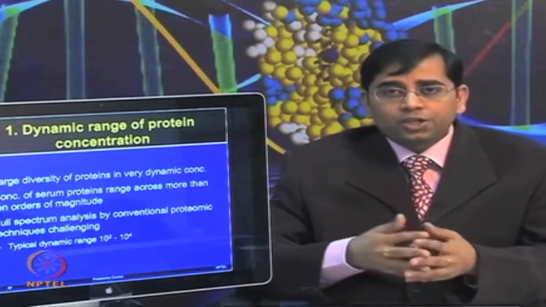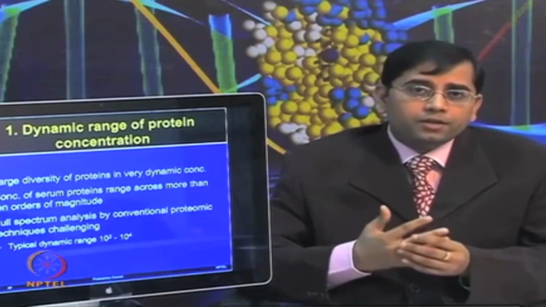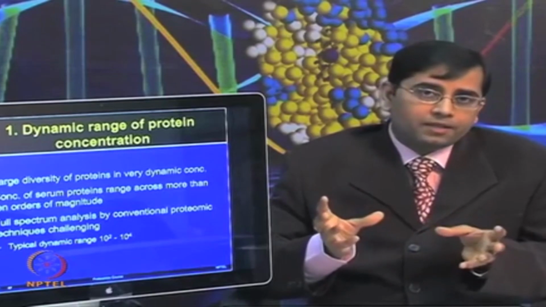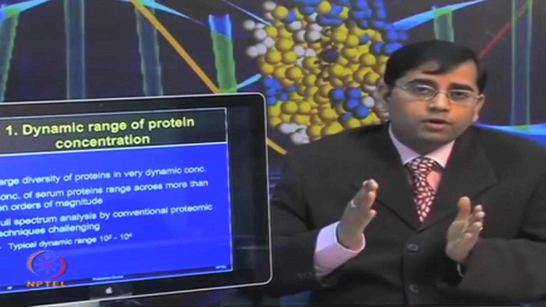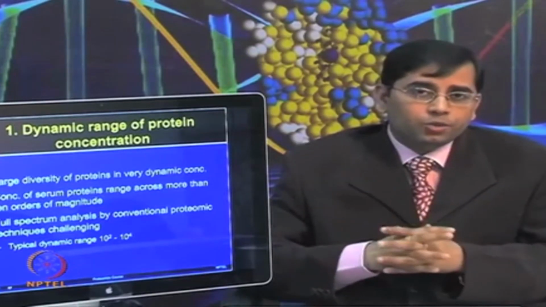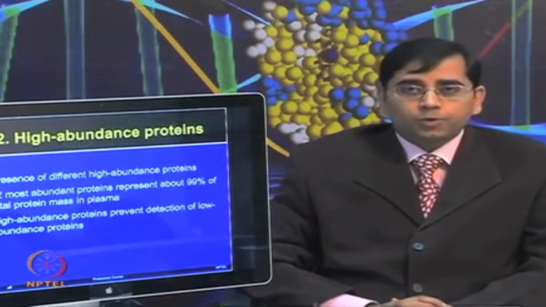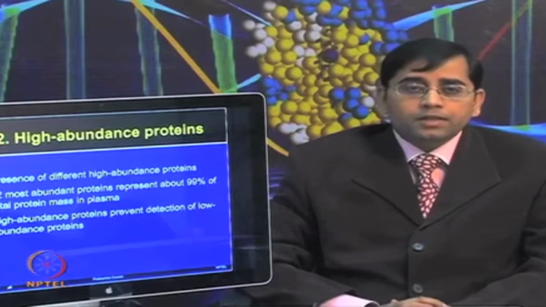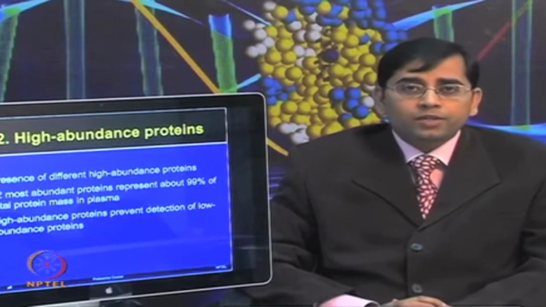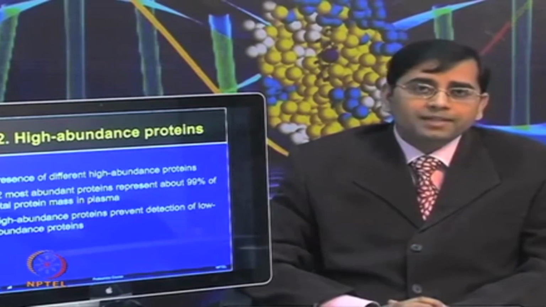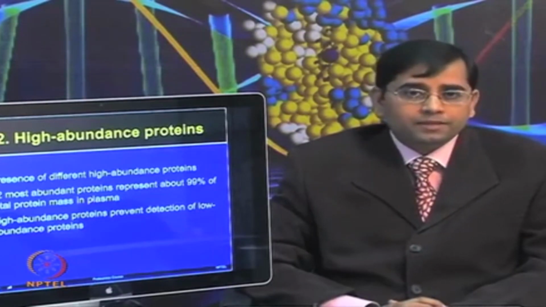So, to avoid these issues, people try to remove some of the abundant proteins from the very complex serum proteome, so that overall the dynamic range can be reduced and minimized. So, second point, the high abundance proteins. There are different high abundant proteins which are present in serum and plasma, which makes its analysis very complicated.